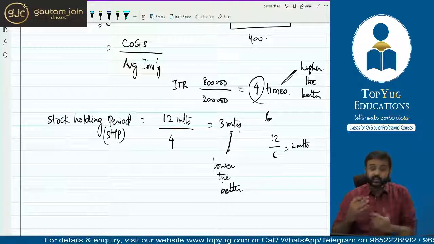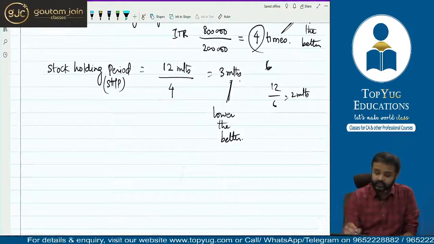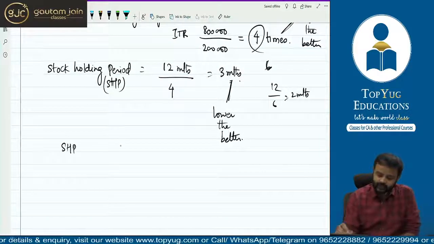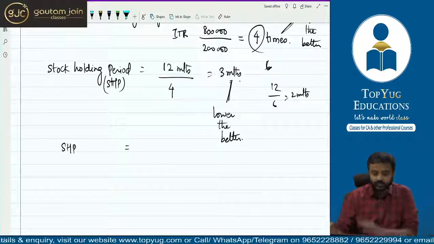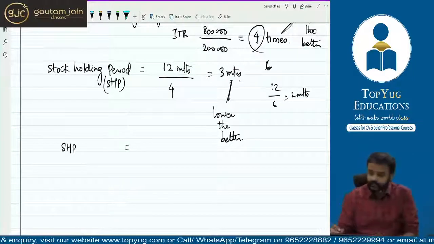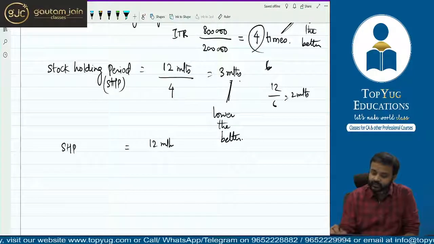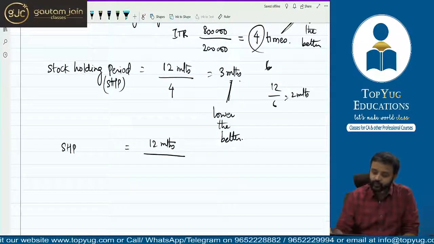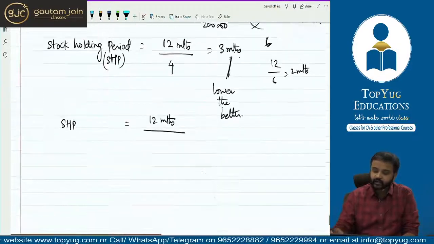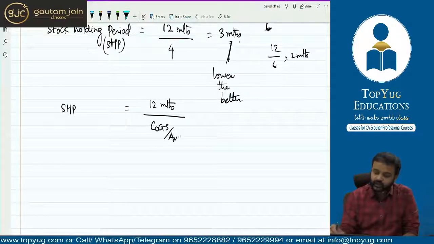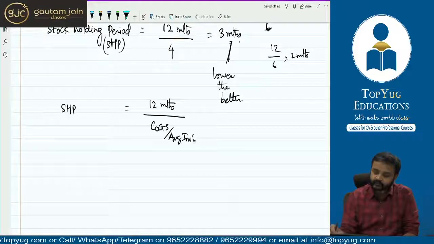Sir, is there any other way out? Yes, why not? There's another way of calculating SHP. What is this other way? What did we do? 12 months we did, right? So 12 months by 4. How did you get 4? You get it by cost of goods sold by the average inventory, correct?